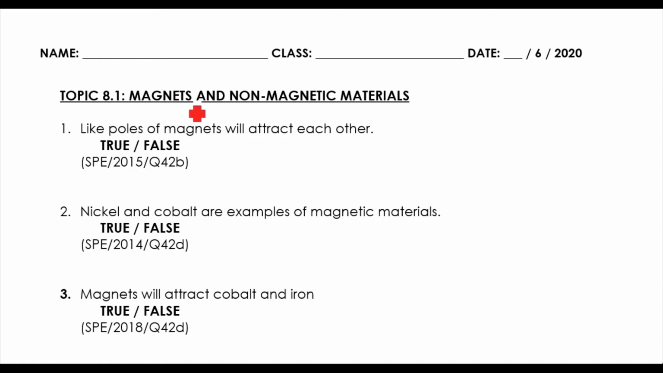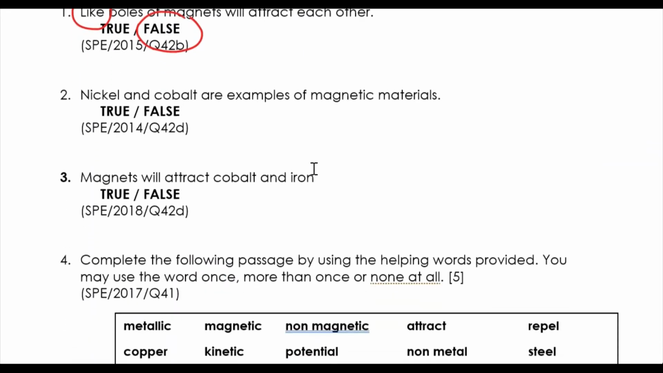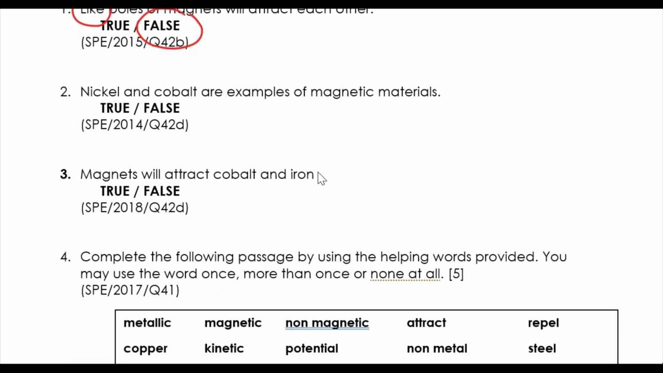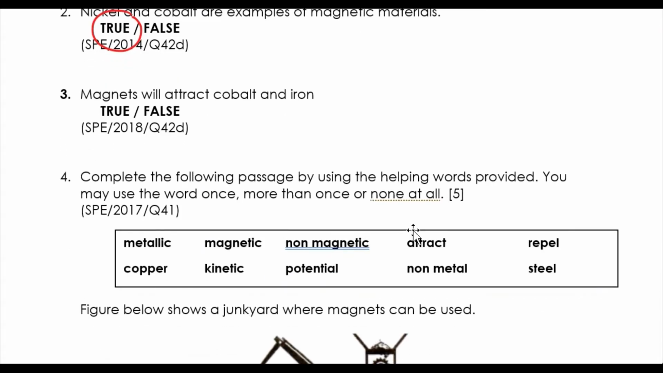Alright, so topic 8.1, magnets and non-magnetic materials. Like poles of magnets will attract each other. Like poles, that is false. Like poles would repel. Nickel and cobalt are examples of magnetic materials, that is true. Magnets will attract cobalt and iron. That is also true.